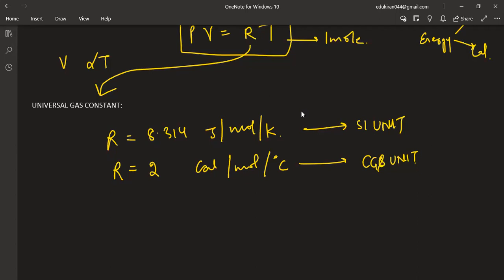Because if the options are very different from each other, then even if you land near one of the options, you'll be able to guess the correct answer. But if all the options are very close to each other, like 2, 2.1, 2.3, then you cannot round it off and get the answer. Then you have to use it precisely.